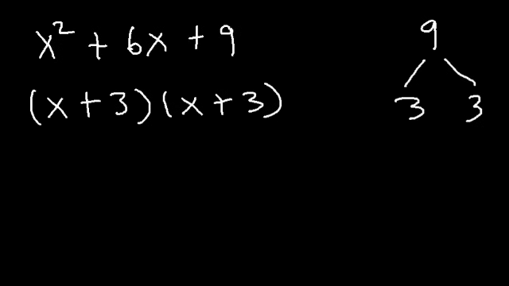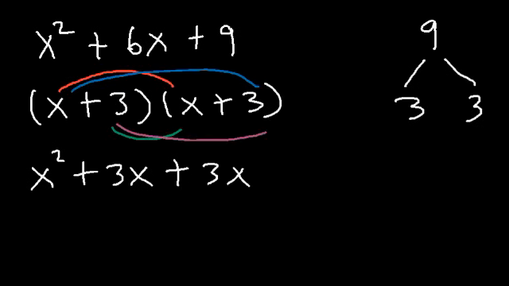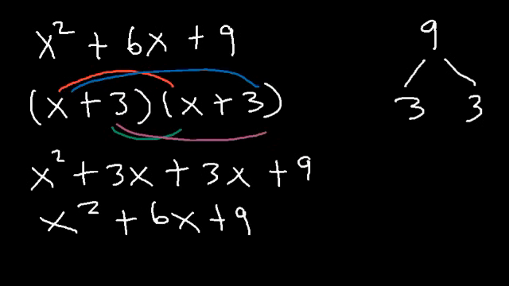To prove it, FOIL the expression x plus 3 times x plus 3. X times x is x squared. X times 3 is 3x. And 3 times x is also 3x. And finally, 3 times 3 is 9. So if you add the two middle terms, 3x plus 3x is 6x. So you get the original expression, x squared plus 6x plus 9.